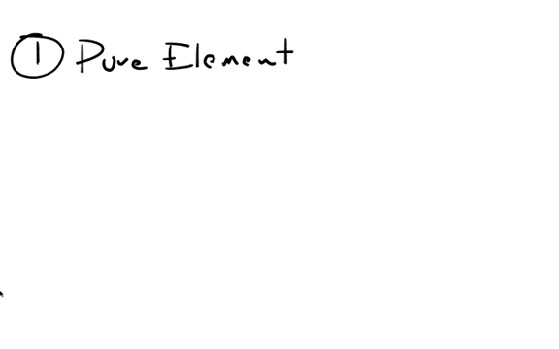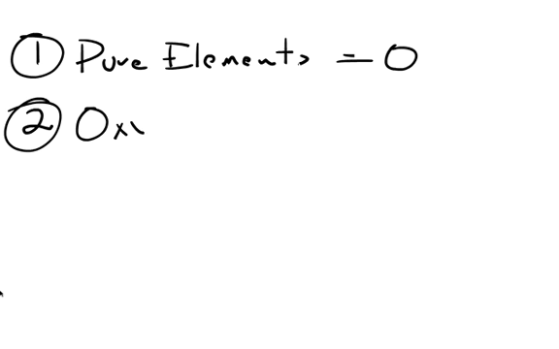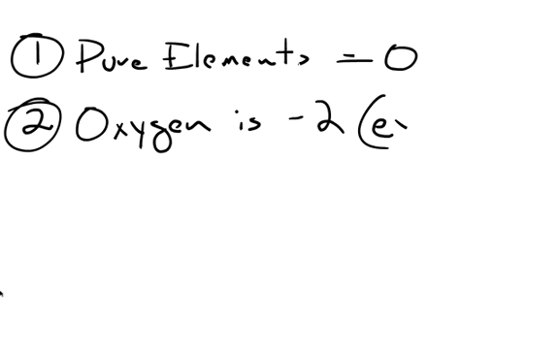So I'm going to take the rules on that list and break them down into really 4. Number 1, we look at pure elements. Let's make that list of rules much easier. Pure elements, the oxidation state is 0. Next thing I'm going to look at is oxygen, which is -2, unless it's a peroxide, so there is an exception. If it's like H2O2, then oxygen is -1. That's pretty rare. Oxygen is almost always -2.